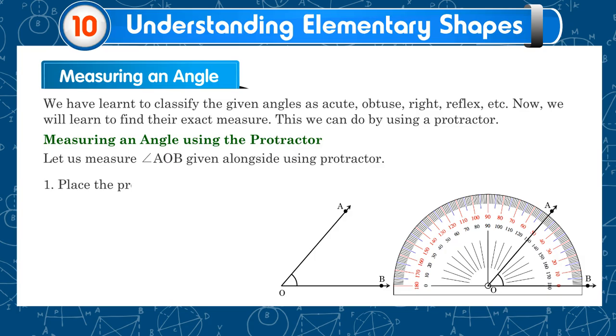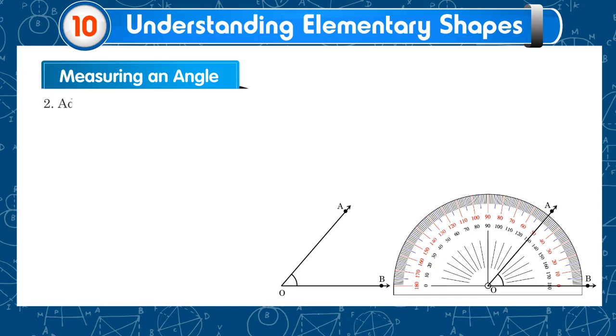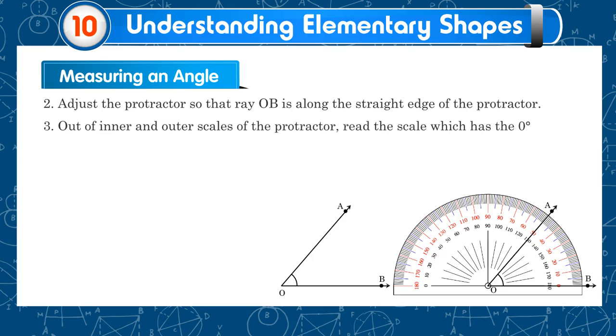Place the protractor in such a way that the midpoint of its straight edge or zero edge coincides with the vertex O of angle AOB. Adjust the protractor so that ray OB is along the straight edge of the protractor. Out of inner and outer scales of the protractor, read the scale which has the 0-degree mark coinciding with the straight edge, that is, with ray OB.